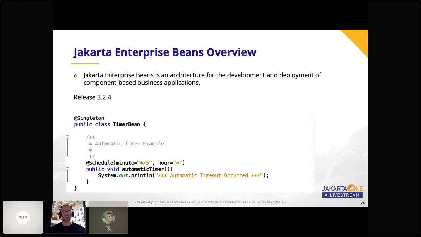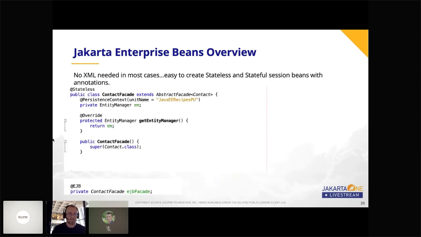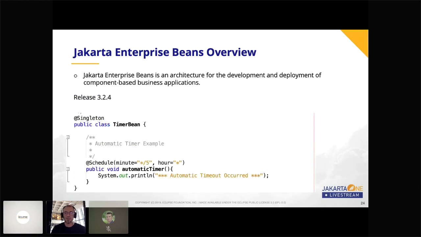So Jakarta Enterprise Beans is a mature architecture for development, and this has been around for quite a number of years now, but it's used in component-based business applications. Although Enterprise Beans have been around for a long time, they've matured quite a bit over the past few releases of Java EE, and now in Jakarta EE, they're even more powerful than ever because they include all of the features that came with the last couple of years. Features such as singleton, asynchronous, and the ability to create timers with a schedule.